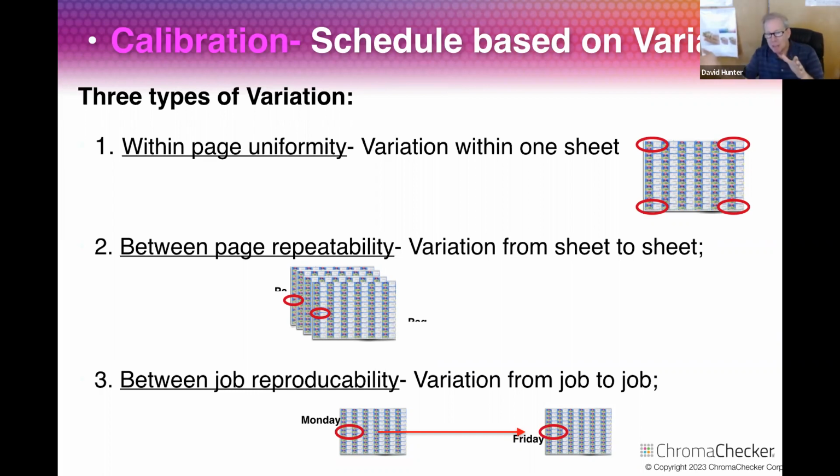Between-page repeatability is another type of variation. There are certain printers that I've seen where between the first sheet and the 50th sheet, it changes by 2 to 3 delta E, like a warm-up period. And that's a digital device.